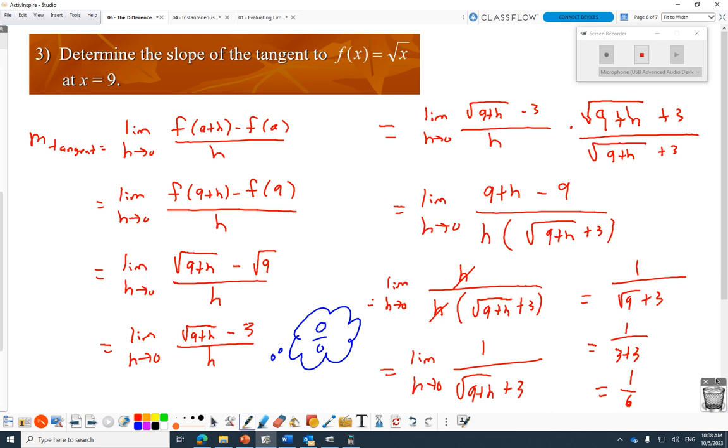Questions there? Cam: Why is it that the conjugate has to be root plus 3 instead of it being multiplied by root minus 3?